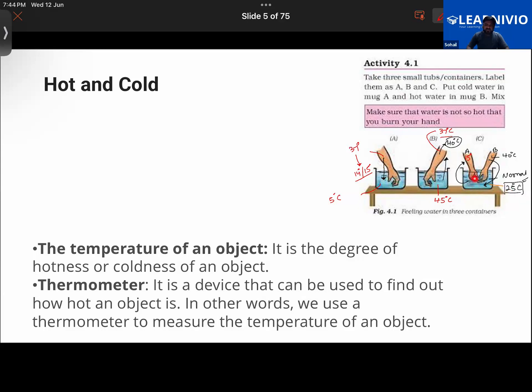Fatima, you answer me. Where will the heat be flowing from? Will it be flowing from the water towards your hand or from your hand towards the water? Sir, from the hand towards the water. From the water to the hand? Yes. Okay? Why is that so? Why does that happen?